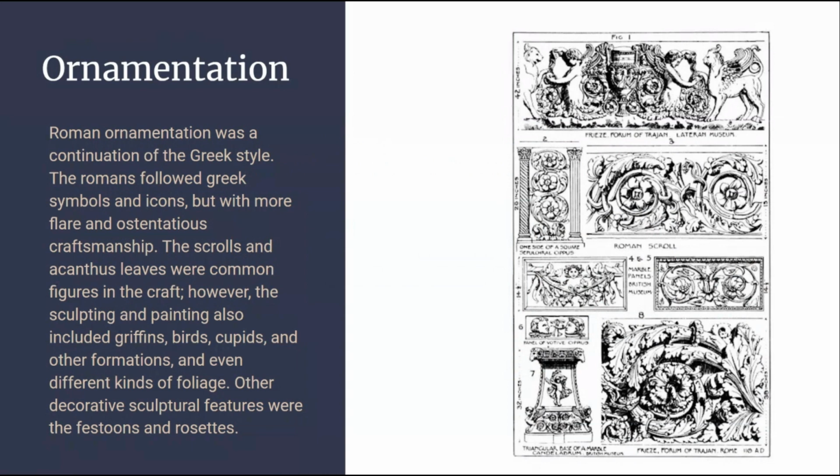As for the topic of ornamentation, Roman ornamentation was also a continuation of what the Greeks had started. The Romans followed Greek symbols and icons, but with more flair and ostentatious craftsmanship. The scrolls and acanthus leaves were common figures in the craft. However, the sculpting and painting also included figures such as griffins, birds, cupids, and other formations. They even included different kinds of foliage and other decorative features, such as the rosettes and the festoons.